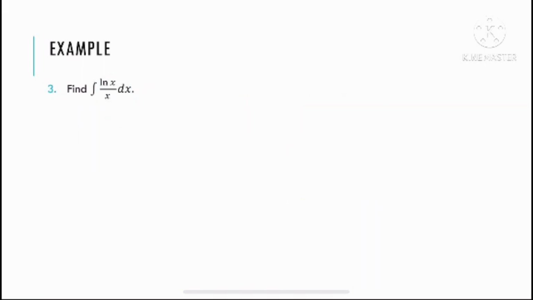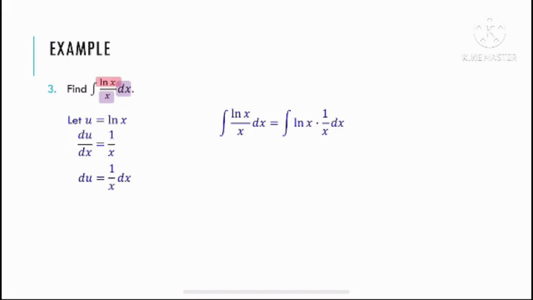For this question, which has a natural logarithm, the u must always equal the natural logarithm, or ln. It doesn't matter whether the ln is in the numerator or denominator. Then differentiate u with respect to x, and bring dx to the right hand side so that we can express 1 over x dx as du. After that, express the integral in terms of u, where ln x becomes u and 1 over x dx becomes du. Then integrate it and change u to ln x.